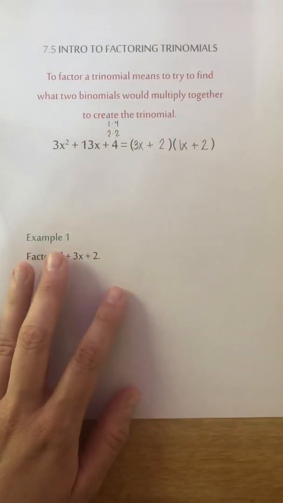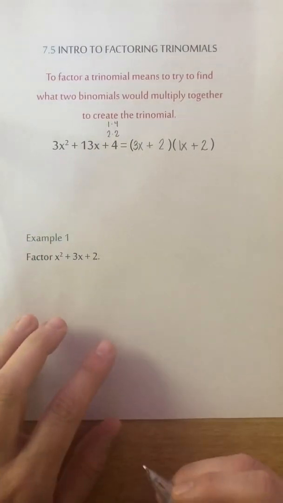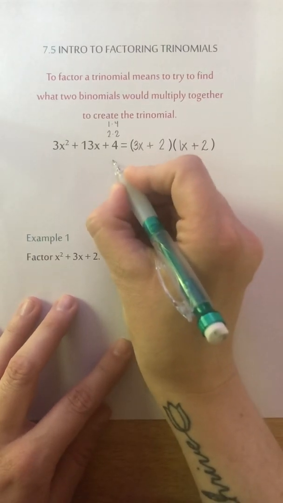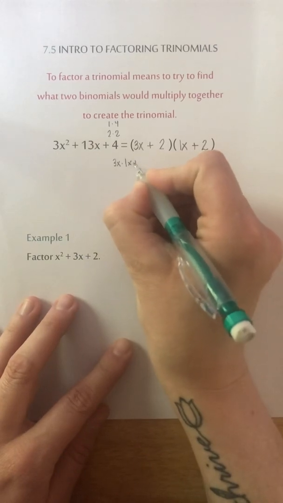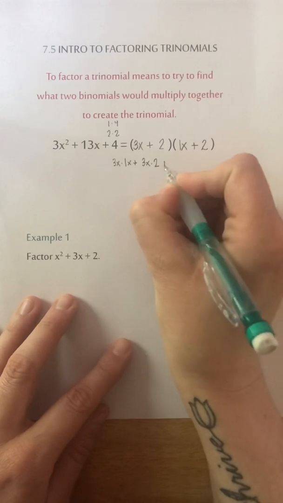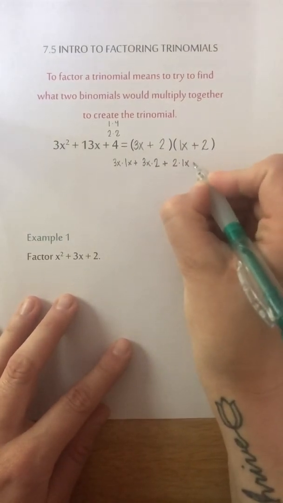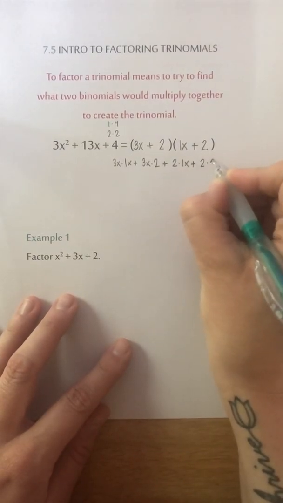So here's what we're going to do. We're going to FOIL this out. This is a great review of Chapter 6. We're going to FOIL it out, and we're going to see if we get what we started with originally. So let's get going. For the first term, we would do 3x times 1x. Then for the outer terms, we're going to have 3x times 2. For the inner terms, we're going to have 2 times 1x. And for the last term, we're going to have 2 times 2.